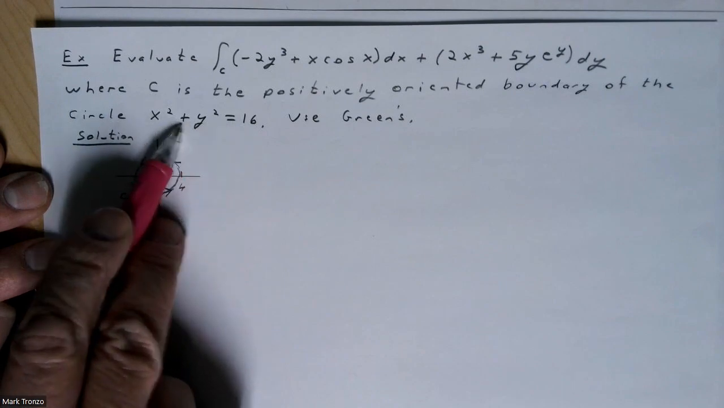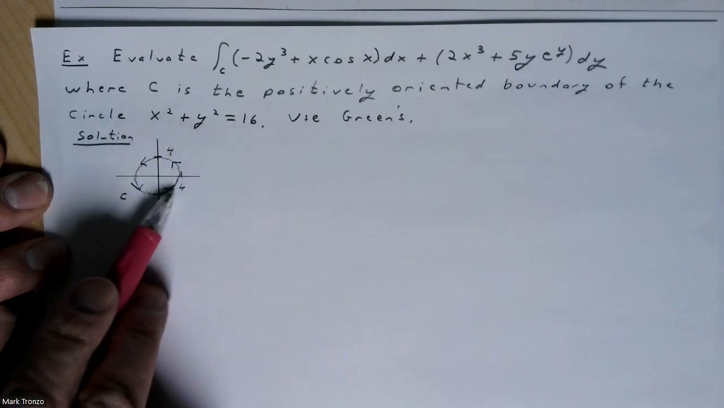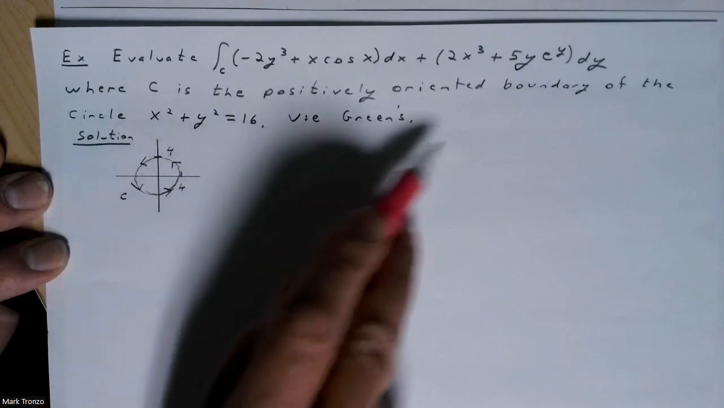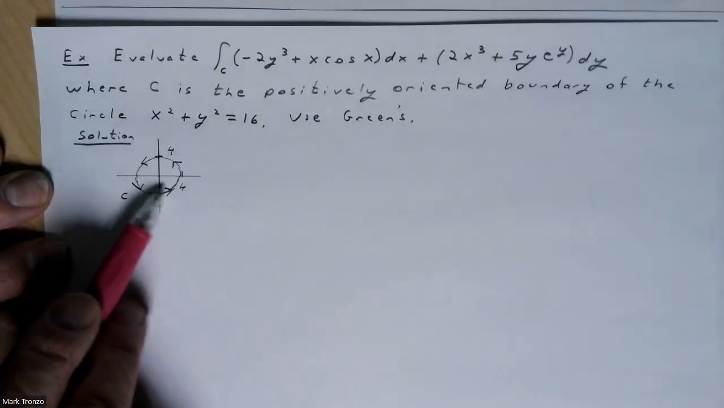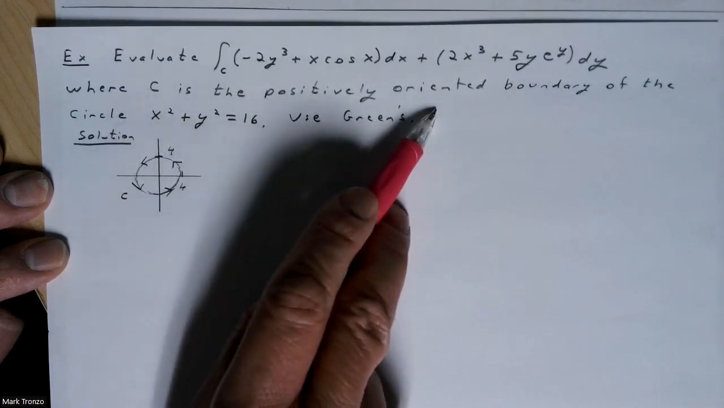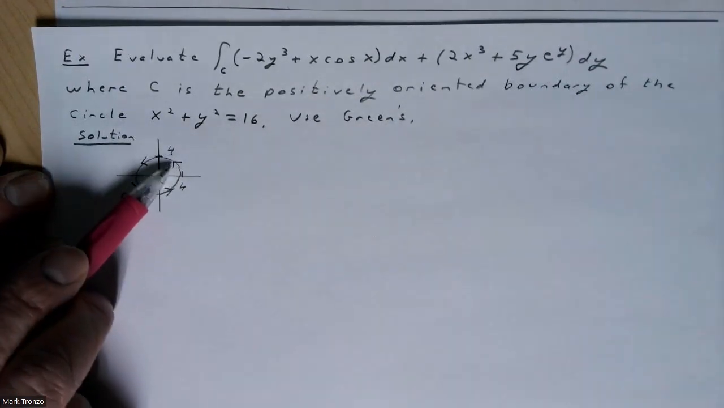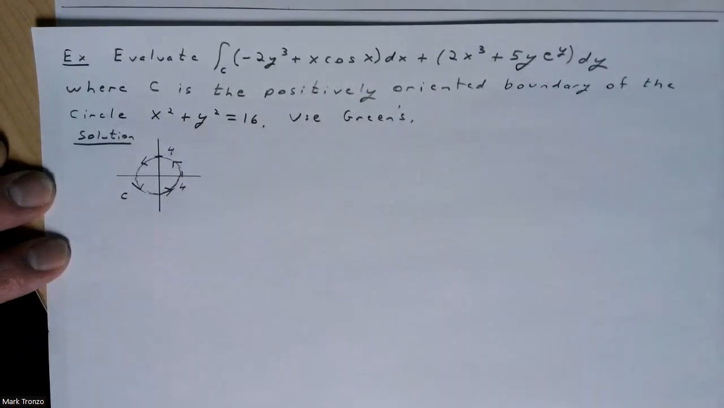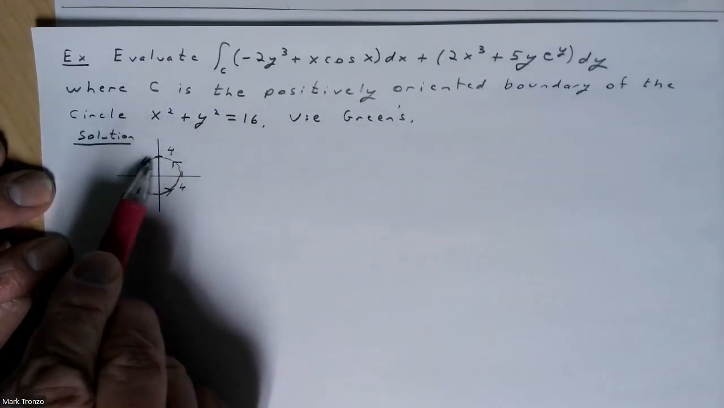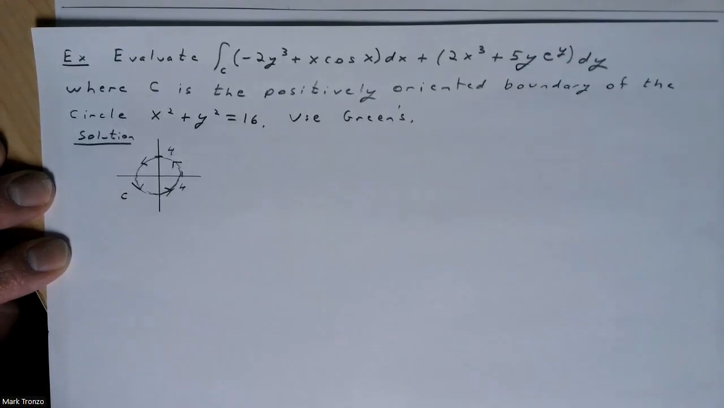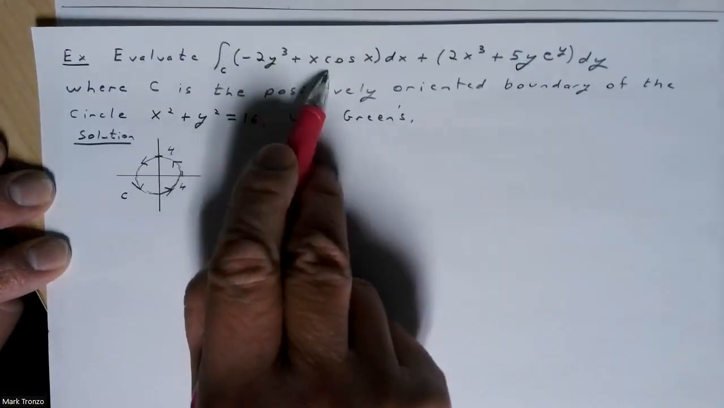Again, you can see this is x squared plus y squared, 4 squared, so radius 4. And we're told it's positively oriented, so it'll go like this. We really didn't even have to draw the orientation since we were told it was positively oriented, but that would imply it's going counterclockwise. Again, the domain would always be to your left. And so let's do Green's theorem.